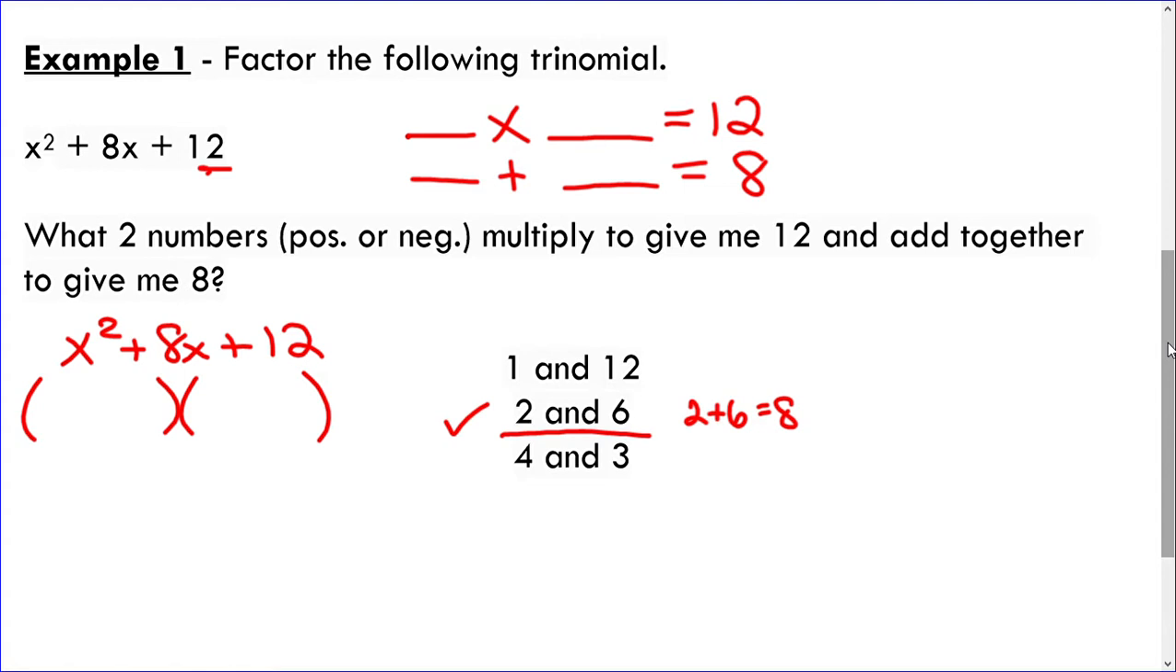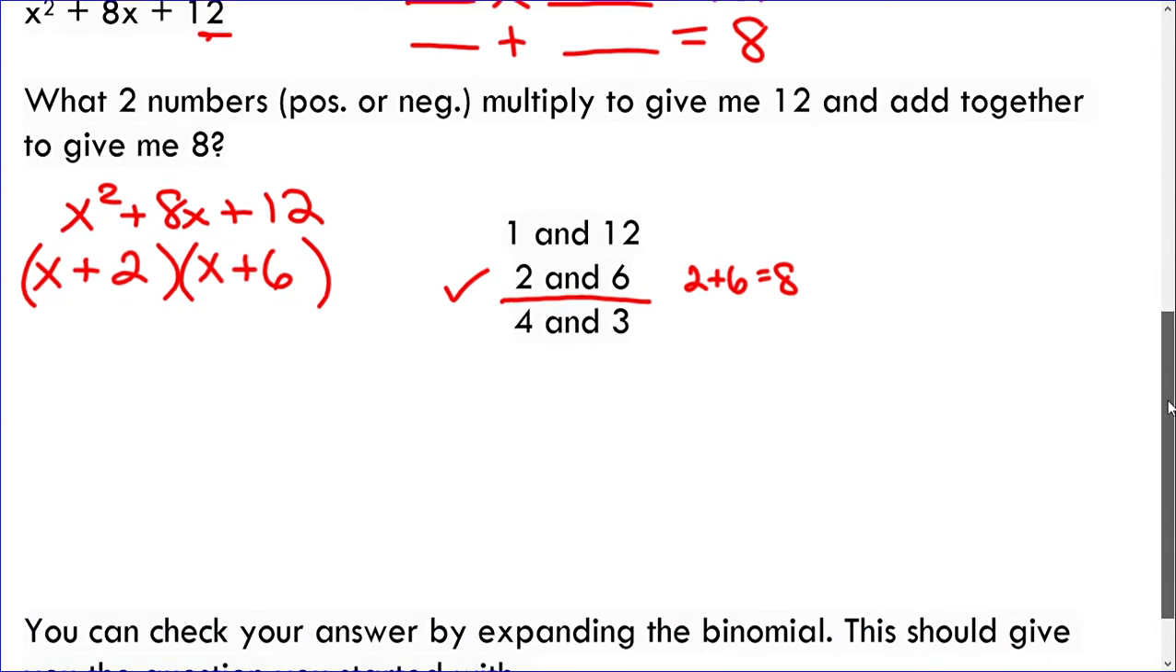We figured out that 2 and 6 are going to multiply to make 12, and they're going to add to make 8. So we're going to take our first term, that x squared, and write it first, because when we do FOIL, x times x is going to give us x squared. Then we take our numbers with their signs. In this case, they're both positive, so we have x plus 2 and x plus 6. And then really from there, we are done. That's our factored form for our trinomial.